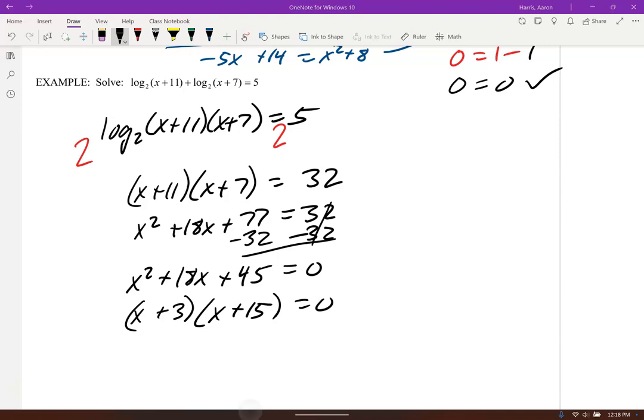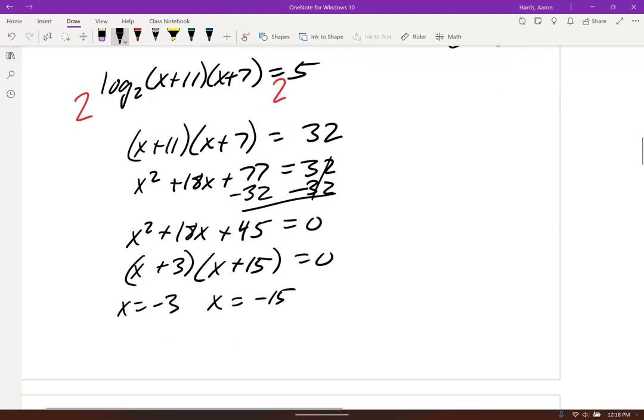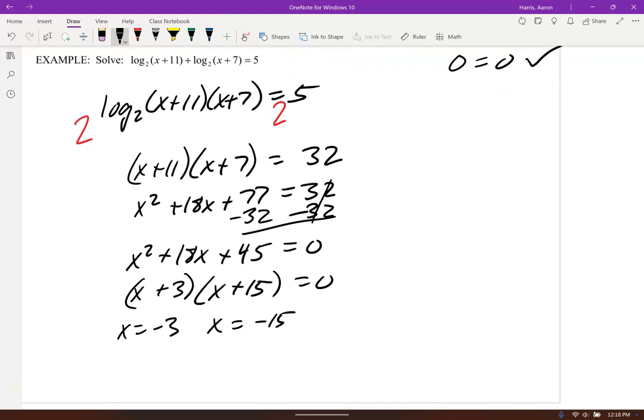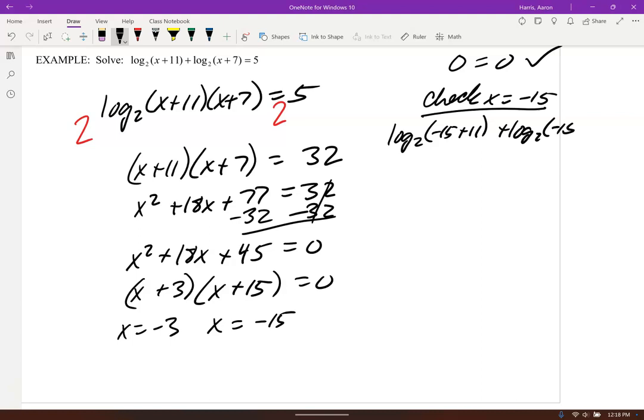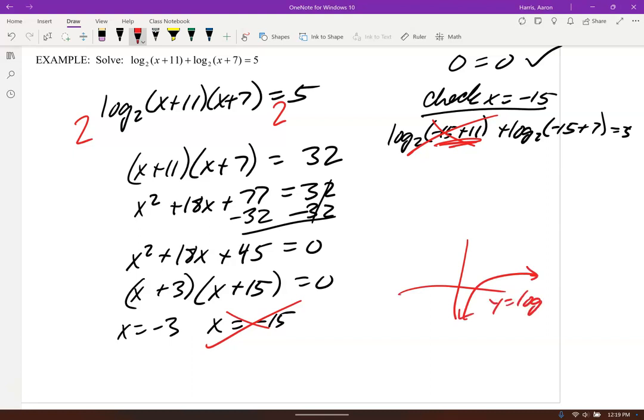And then we've got to check each of those. So does -3 work? Does -15 work? Let's check the -15. Log base 2 of (-15 + 11) plus log base 2 of (-15 + 7) equals 5. I can't take log base 2 of -4. I can't do that, so that one's out. Remember, log base 2 looks like this. Here's log base 2 of x. That domain is positive. I can only take log base 2 of a positive number.